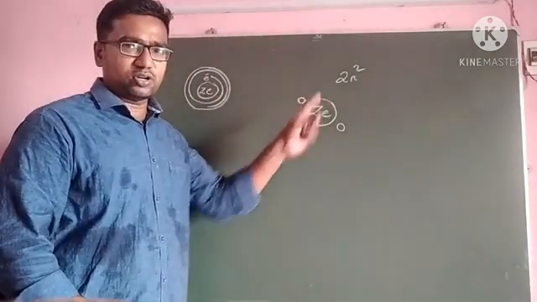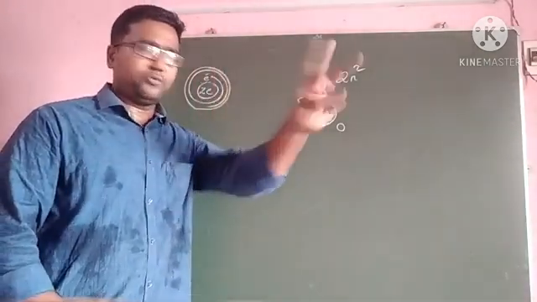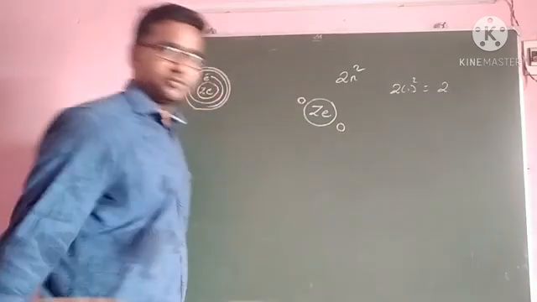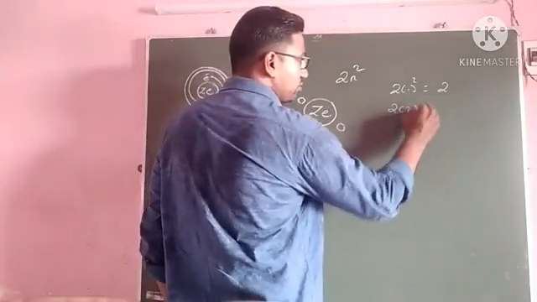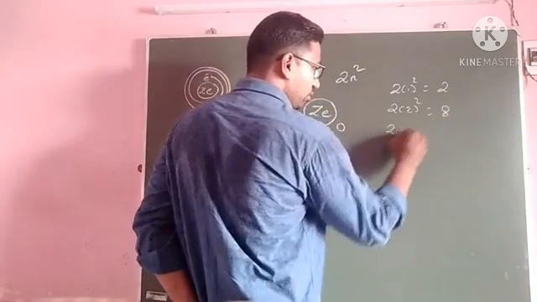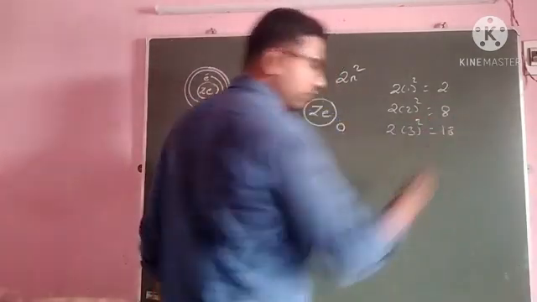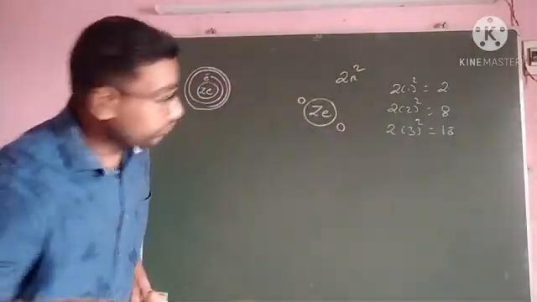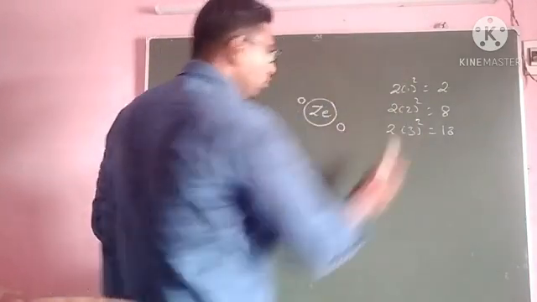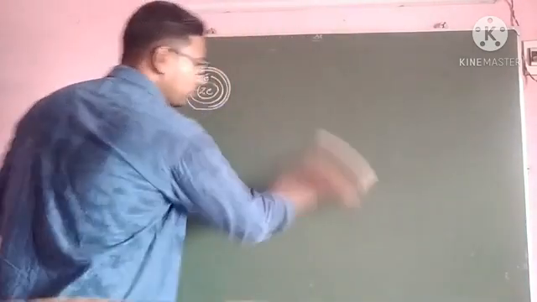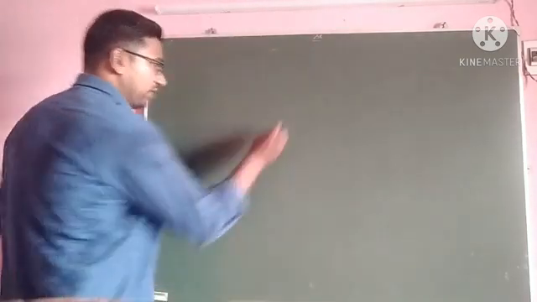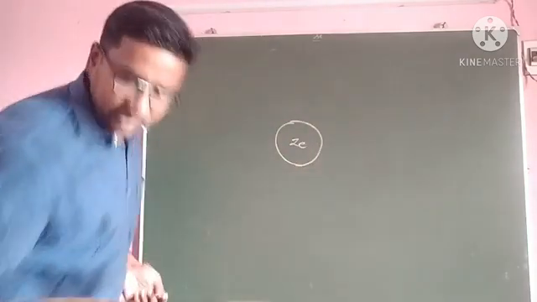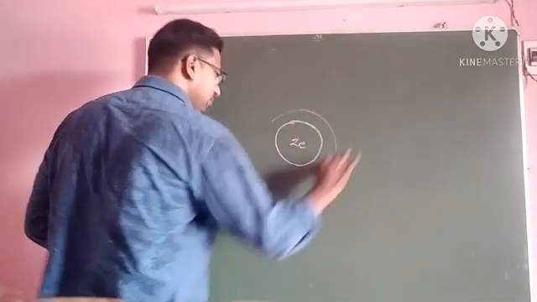Where n is the principal quantum number, and you use the values 1, 2, 3, 4. So for the first orbit, 2 of 1 the whole square equals 2 electrons in the first orbit. And then 2 of 2 the whole square is equal to 8. 2 of 3 the whole square equals 18. So in every orbit, a number of electrons are revolving around the nucleus. Now I am going to consider the outermost orbit of the nucleus. Now let me consider, this is the nucleus. There are plenty of orbits available.